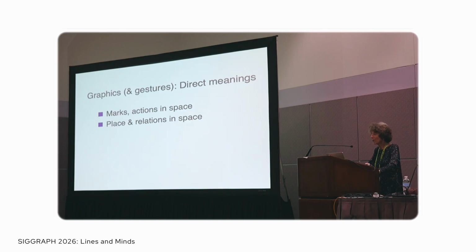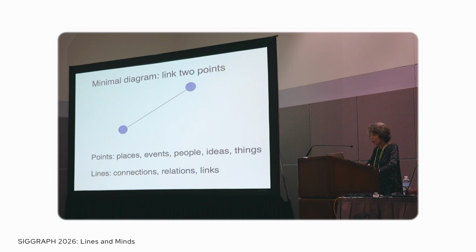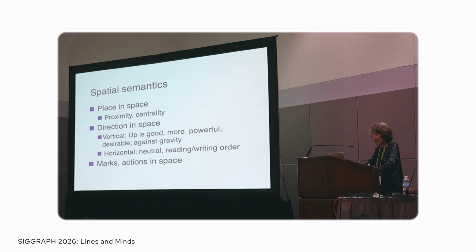And the vocabulary bears great similarities. So you could think of a minimal diagram like a proposition. It's a link between 2 points. And the points again can represent places, events, people, ideas, things, whatever you like. And the lines are connections or relations or links among them. And so often in these networks you see, the links aren't labeled. And that's something that needs to be done. So we can think of having a kind of spatial semantics, and some of this we've actually tested. I won't be able to tell you all of the details.